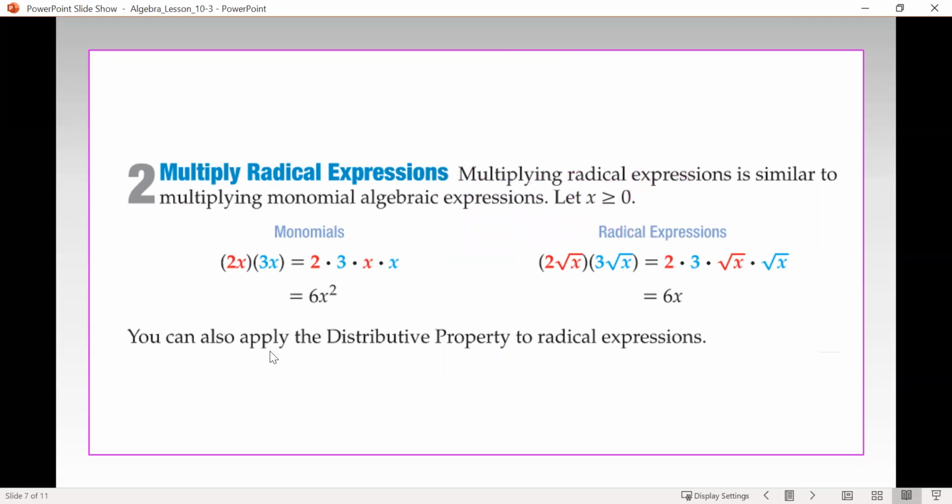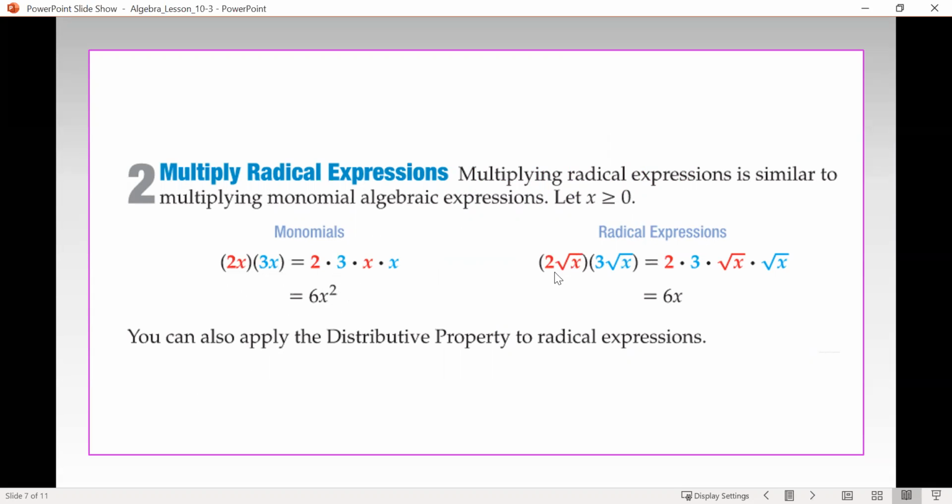So then the next section talks about multiplying radical expressions, okay, which is similar to multiplying monomials. So here when we multiplied 2 times x by 3 times x, we multiplied the coefficients, 2 times 3, and then the variables, x times x, which was x squared. So this would be 6x squared.